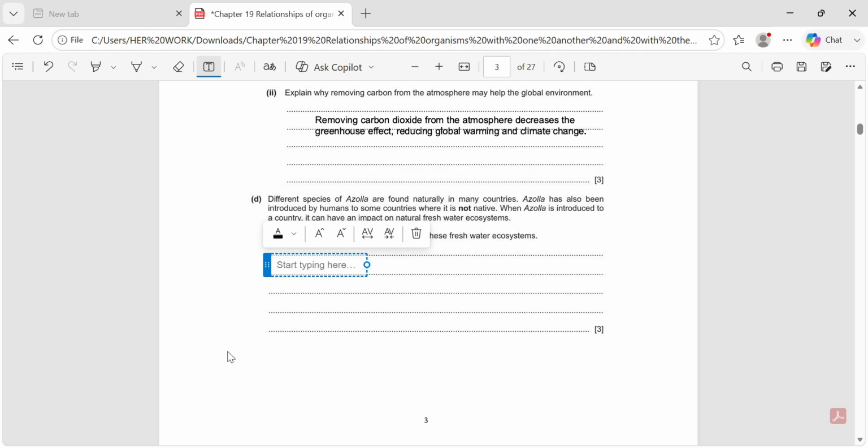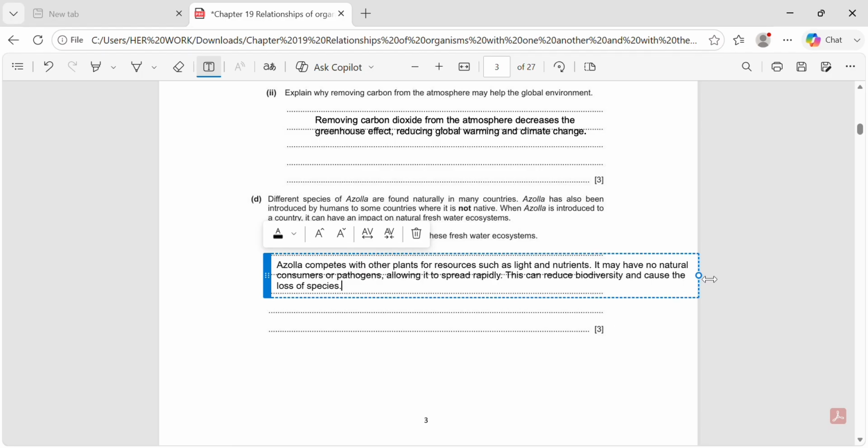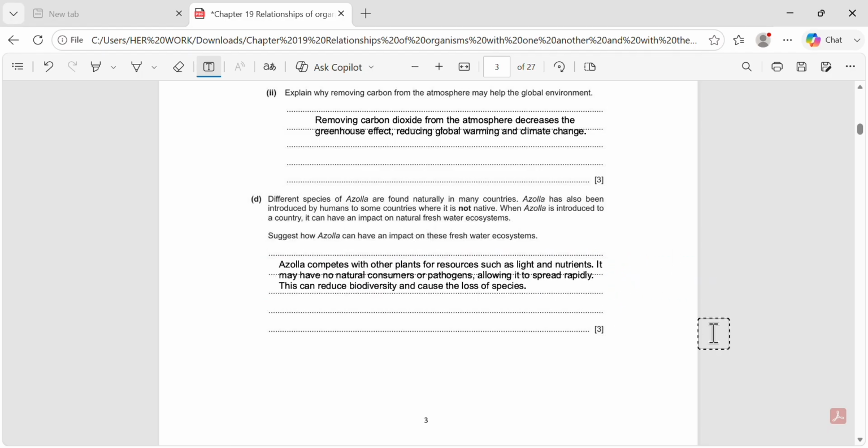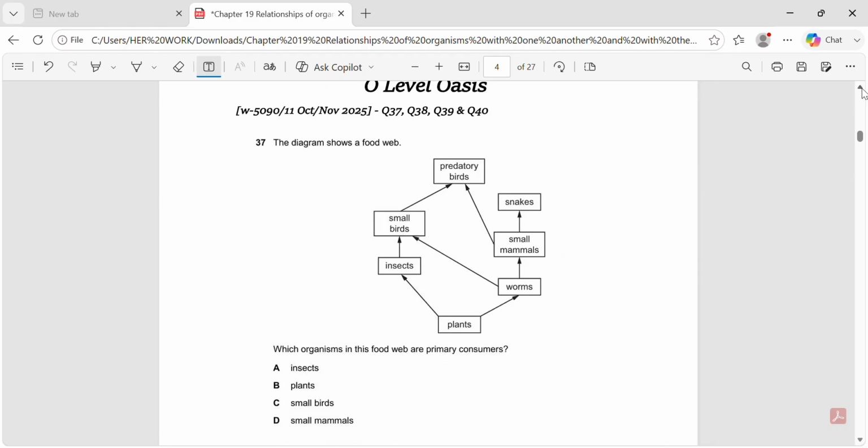So the answer we write is, azolla competes with other plants for resources such as light and nutrients. It may have no natural consumers or pathogens, allowing it to spread rapidly. This can reduce biodiversity and cause the loss of species. Now we move on to the MCQs.